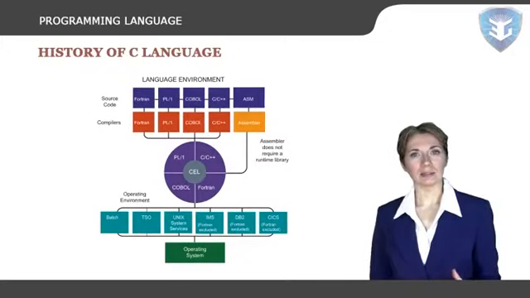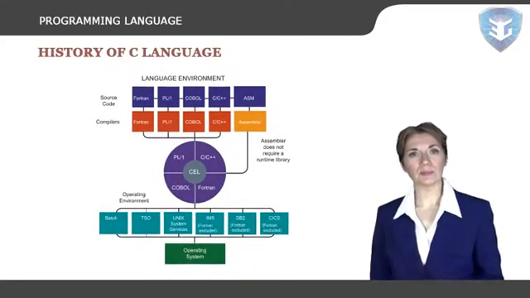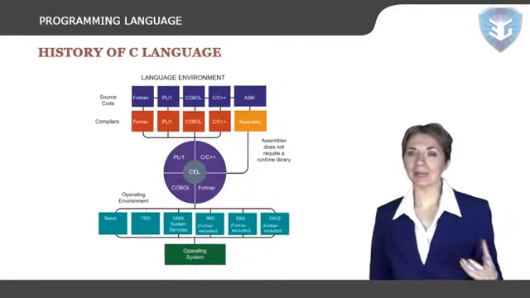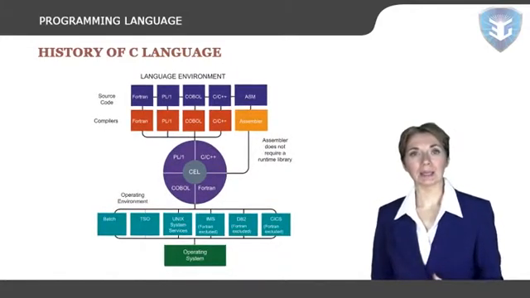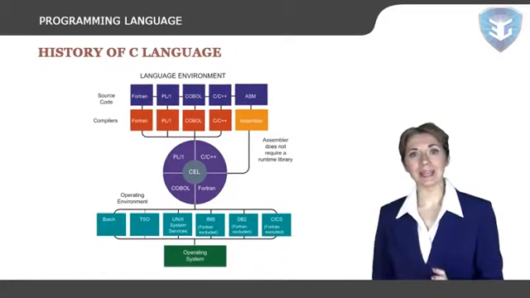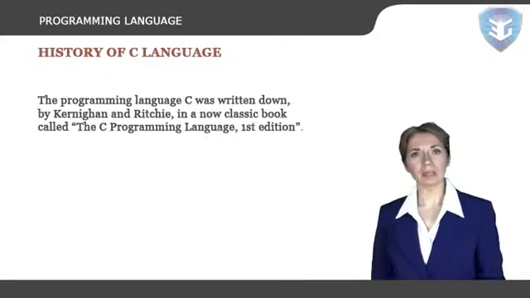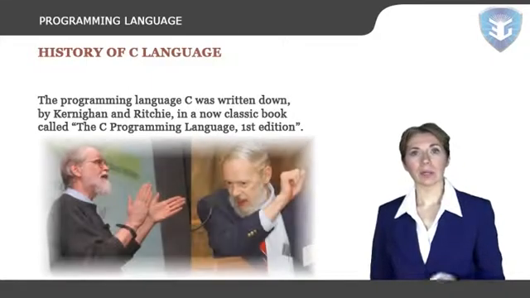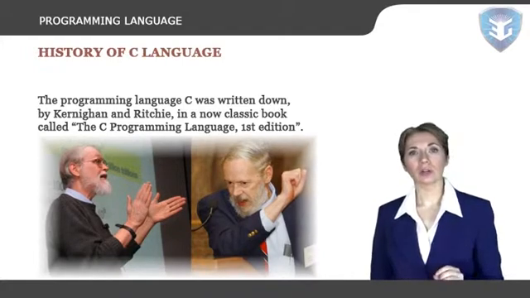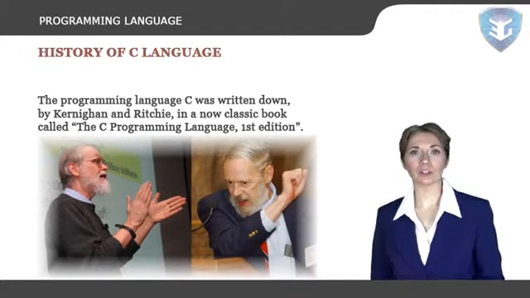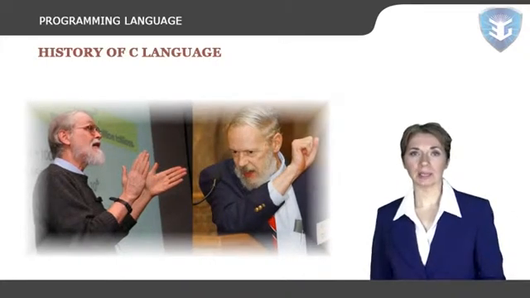In the early days, computer code was written in assembly code. To perform a specific task, one had to write many pages of code. A high-level language like B made it possible to write the same task in just a few lines of code. The programming language C was written down by Kernighan and Ritchie in a new classic book called The C Programming Language, First Edition. It was the standard on the language C.